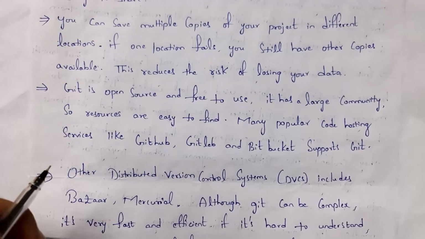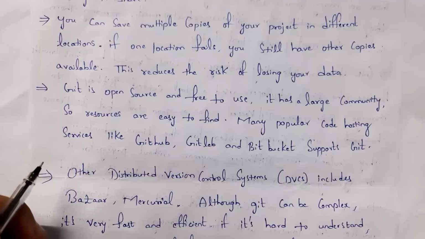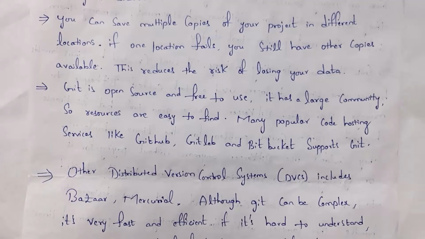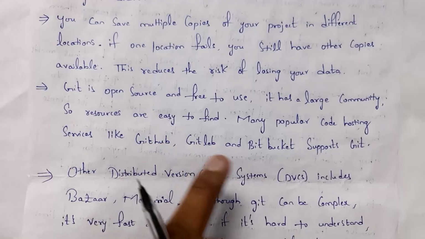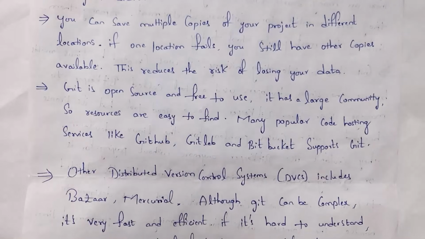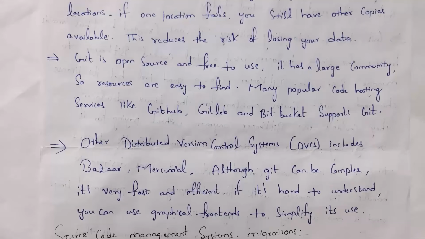And Git is open source. That is, you can download Git free of cost from the internet. And services like GitHub, GitLab, and Bitbucket all support Git. Guys, not only Git, there are some other distributed version control systems. They are Bazaar and Mercurial.